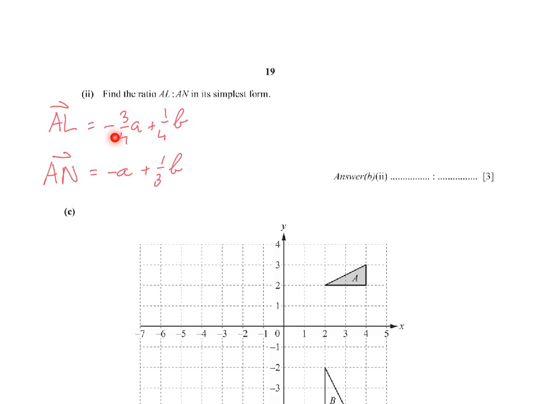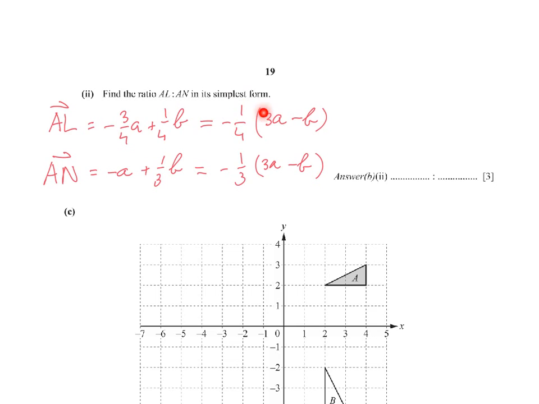Now, in order to compare them, I'm going to make life a little bit easier for myself. I'm going to rewrite those vectors. For AL, I'm going to take minus a quarter out. And then inside those brackets, I'm going to get 3A minus B. And hopefully I'm going to get something similar in my brackets here. I'm going to take minus a third out, and then I'll have 3A minus B left. There you go. And now those brackets are the same.